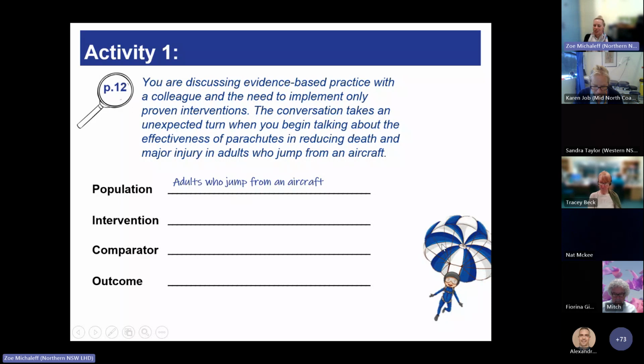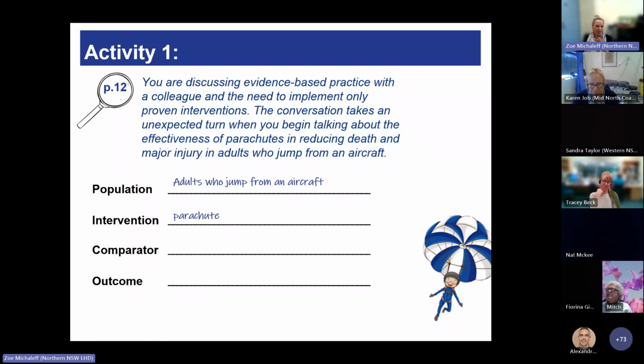So I thought the population in this hypothetical scenario was adults who jump from an aircraft. Fantastic. I'm seeing lots of comments in the chat about being adults. Excellent. Well done. The intervention, any thoughts on the intervention? You're talking about the intervention being the new treatment. Yep, the parachute, fantastic. People are getting it.